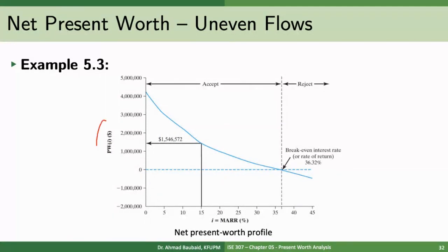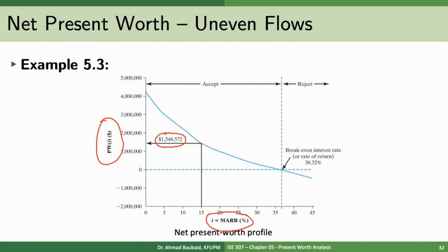So my present worth is a function of i, right? So that's why I'm plotting the present worth against i, and I'm varying the value of i. And I notice here that at 15, I get the value that we computed before in the first part of this example, which is the roughly $1.5 million figure.